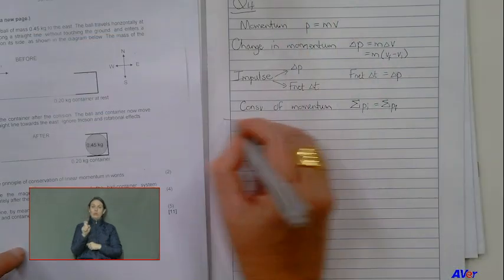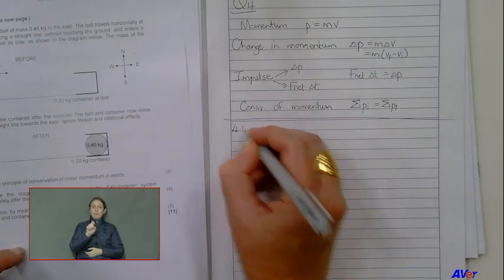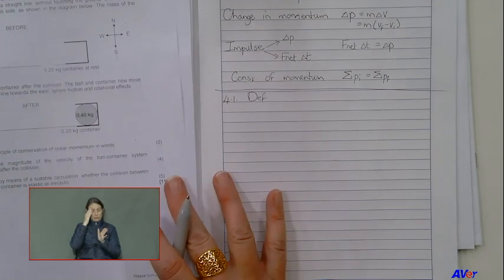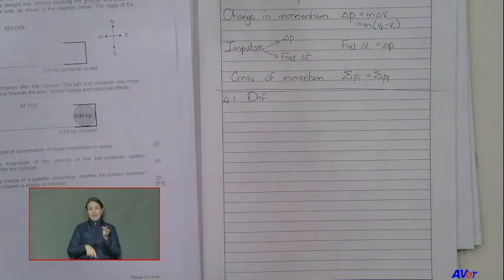Okay, so let's take the question. 4.1, it's a definition. So please know there are three definitions that you have to know here. The one is conservation of momentum. The other one is just momentum. And the third one is impulse. So please know those definitions.